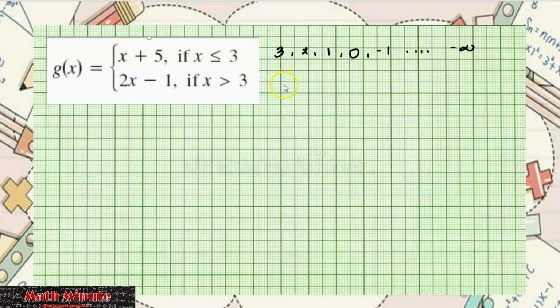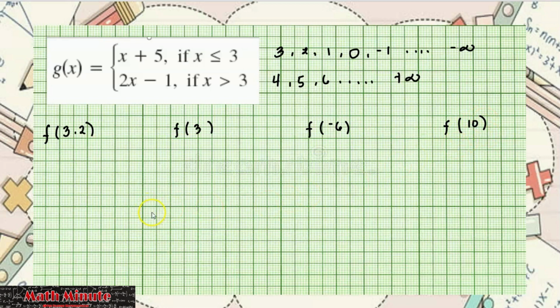And 2x minus 1 if x is greater than 3. So values greater than 3 will be 4, 5, 6, and so on and so forth until you reach positive infinity. So let's try to solve the following values of x. Suppose we have here f of 3.2, f of 3, f of negative 6, f of positive 10.